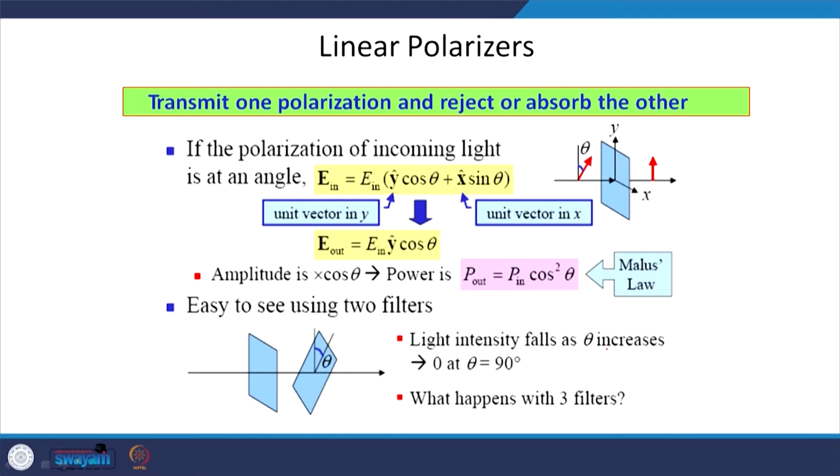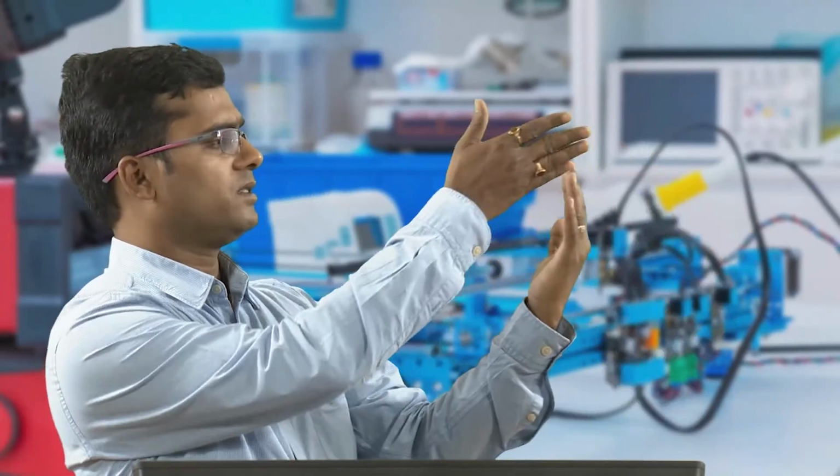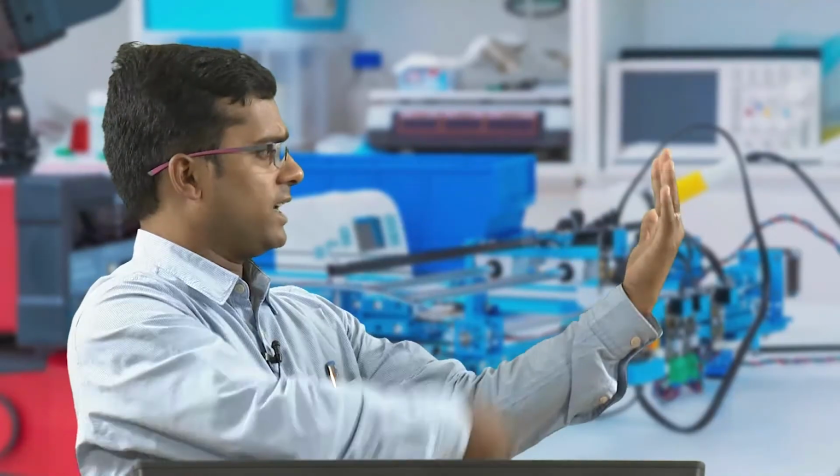What is a linear polarizer? It transmits one polarization, rejects or absorbs the other. Let us come back to that virtual experiment which I told you, that you tie a rope and I am swinging it like this. Now I put a chair which has openings like this and I am swinging like this. What will happen? It will not stop the oscillations in this plane. So, it is letting it pass through.